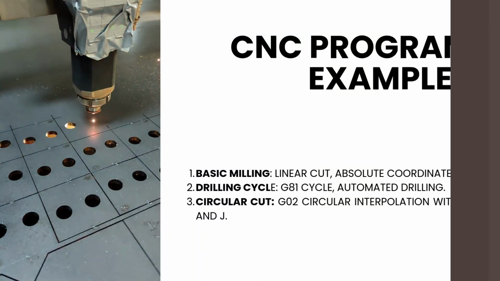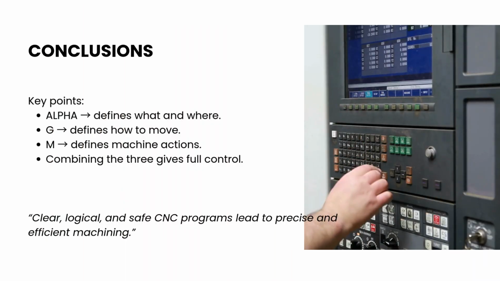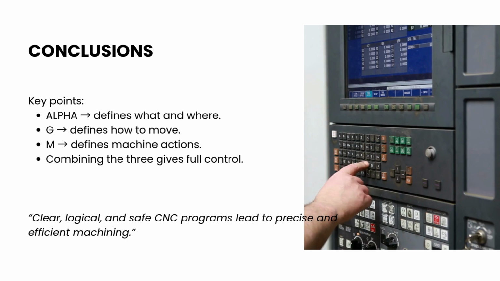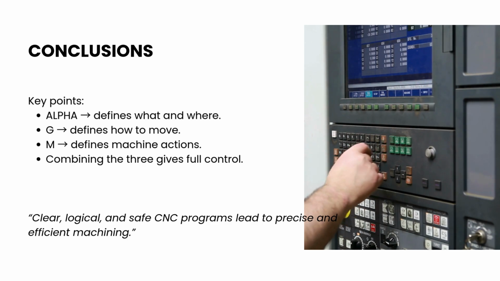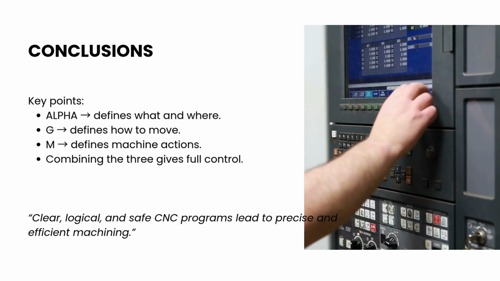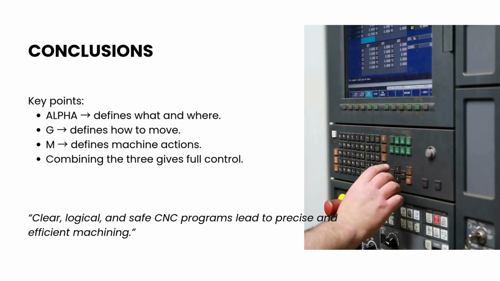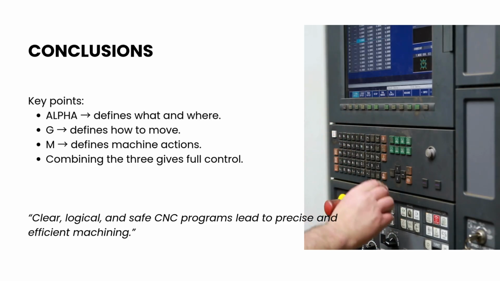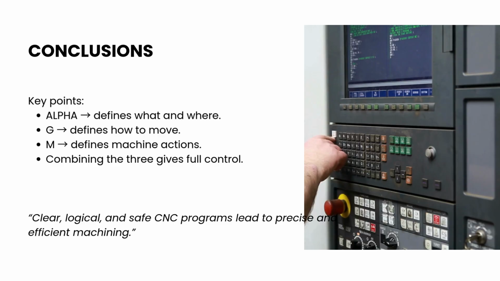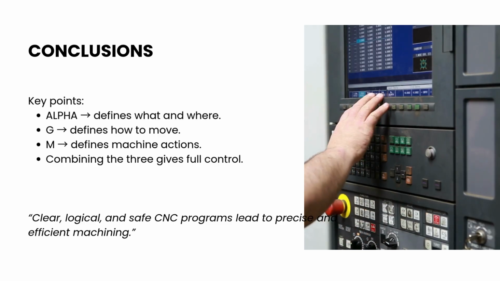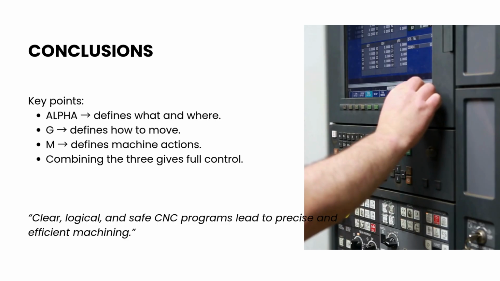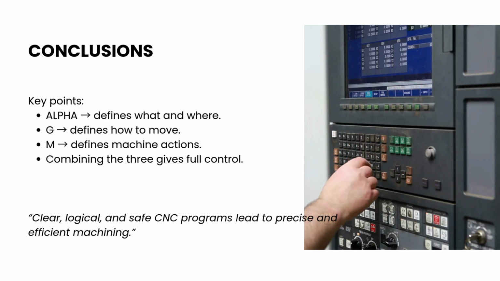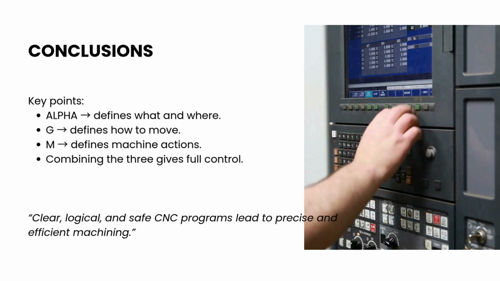To wrap up, remember that alpha codes define what and where, G codes define how to move, and M codes define what machine actions to take. Understanding these three elements allows us to write programs that are precise, efficient, and safe. By combining them logically, we can control every aspect of the machining process, from the initial setup to the final product.